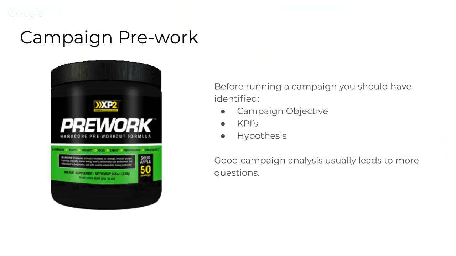And usually, after you look at a campaign's results, it'll be pretty clear whether you've reached your objective or not. But there's lots of other questions that come out of the data that you're seeing, at least more questions and potentially future tests and campaigns as well. So overall, I would say the analysis of the results really starts even before you run the campaign with this campaign pre-work.